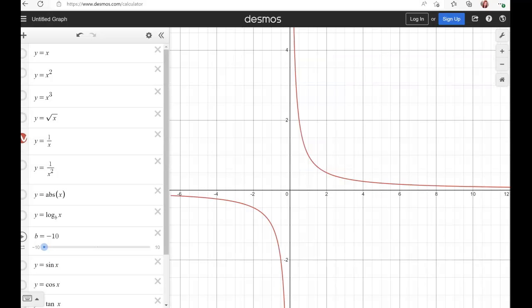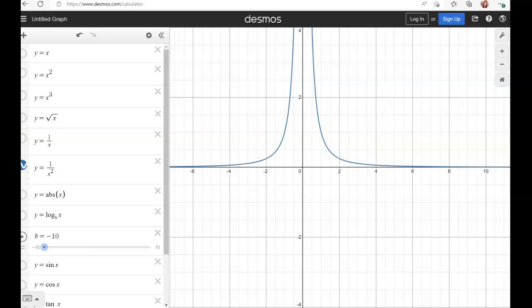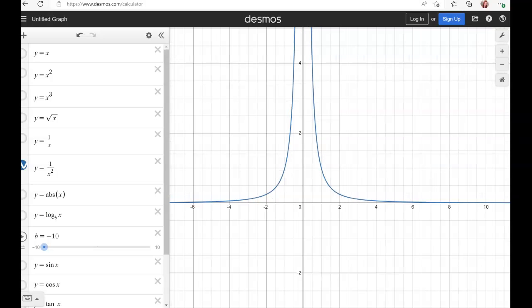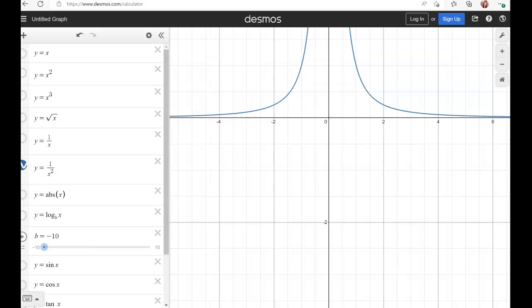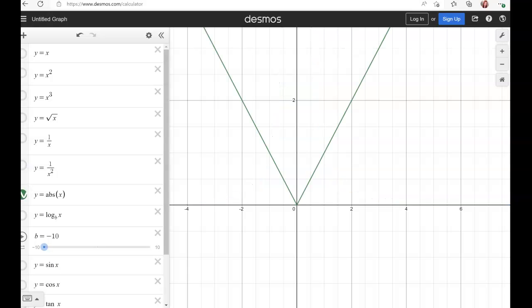Y equals 1 over x. All right, so you've got horizontal asymptotes and a vertical asymptote going on. On this one, we talked about those a little bit last year. The less common one is y equals 1 over x squared, which is a little bit fun to see. It definitely has a vertical asymptote still and a horizontal asymptote still, but you don't see anything below the x-axis, which is kind of cool to play with. The next one is y equals absolute value of x. It can be written in those bars, or it can be written as ABS. Both of them mean the same thing.